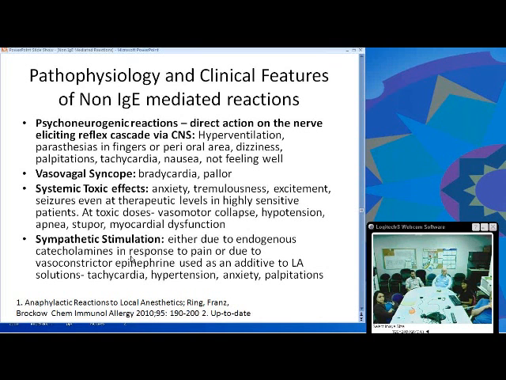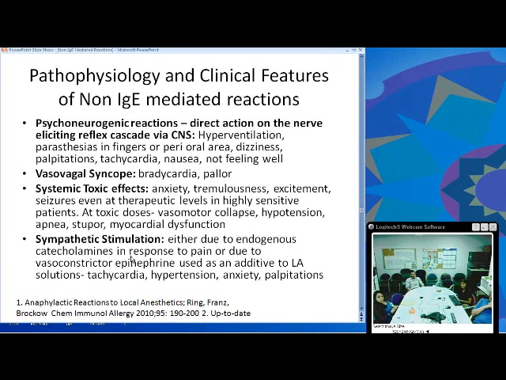So the psychoneurogenic reactions are thought to be from the direct action on the nerve, eliciting a reflex cascade via CNS. And it can cause hyperventilation, paresthesias in the fingers or perioral area, dizziness, palpitations, tachycardia, nausea, and just not feeling well. And this is completely different from radiocontrast media where there's direct mast cell degranulation and complement or kinase pathways that play a role. The other non-IgE mediated reactions can be just a vasovagal syncope, which would give bradycardia and pallor compared to flushing and tachycardia with other reactions.